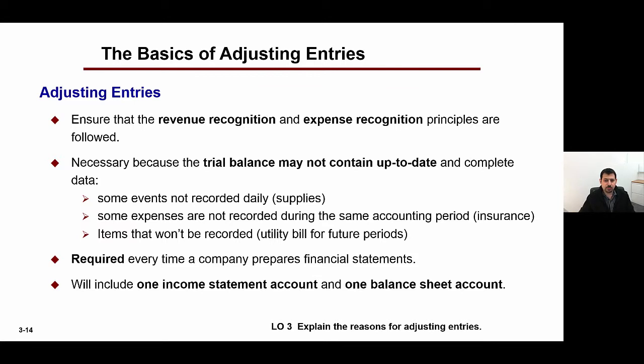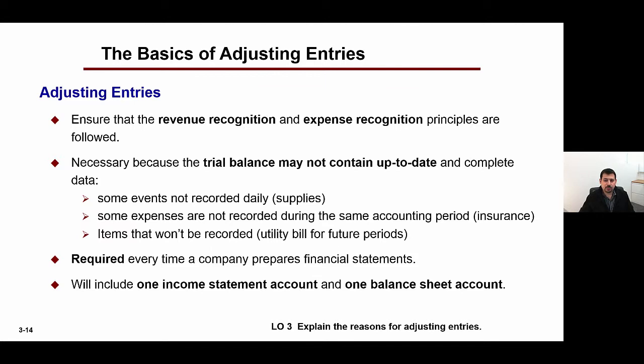Originally, the trial balance that we studied so far includes information from the original entries, and as a result, by the end of the accounting period, the information in that trial balance may not be up to date or complete. The reason is that certain events happen on a daily basis, but we don't need to record them every day or every time we use them. For example, when we use supplies, or when we have salaries or interest accumulating. We wait until the end of the accounting period, and then we recognize them.